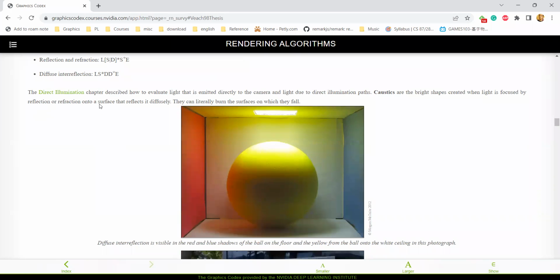The direct illumination chapter describes how to evaluate light that is emitted directly to the camera and light due to direct illumination passes. Caustics are the bright shapes created when light is focused by reflection or refraction onto a surface that reflects it diffusely. They can literally burn the surface on which they fall.